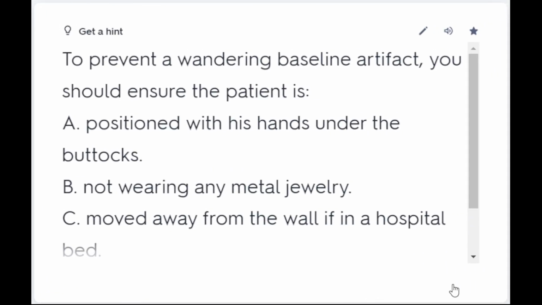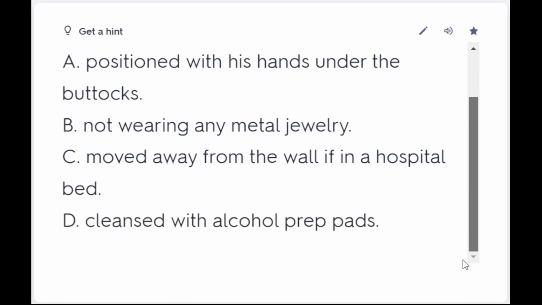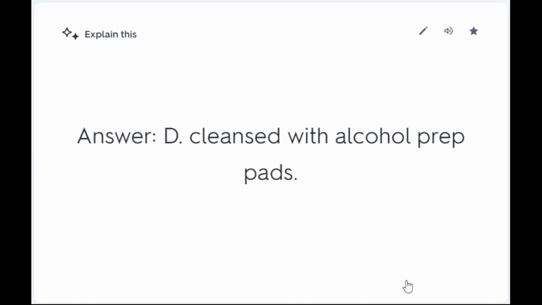To prevent a wandering baseline artifact, you should ensure the patient is A. Positioned with his hands under their buttocks, B. Not wearing any metal jewelry, C. Moved away from the wall if in a hospital bed, D. Cleansed with alcohol prep pads. Answer D. Cleansed with alcohol prep pads.